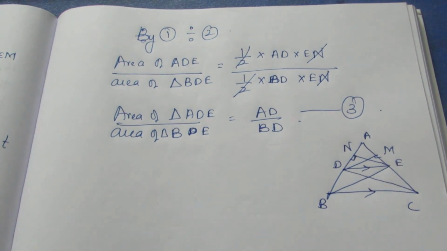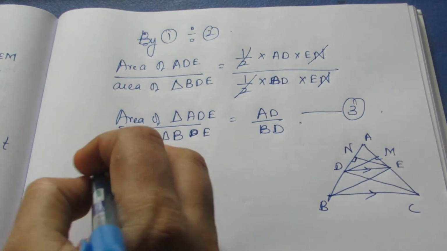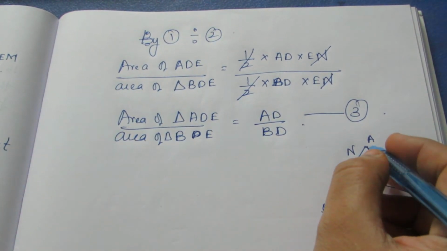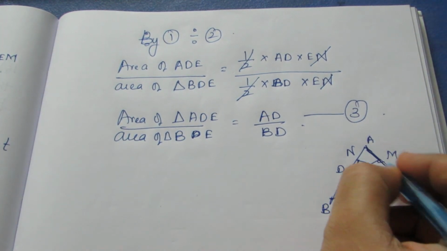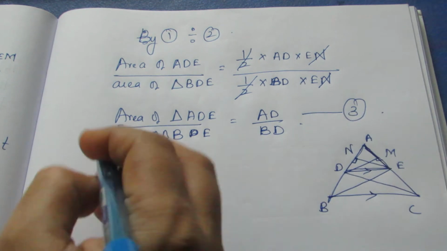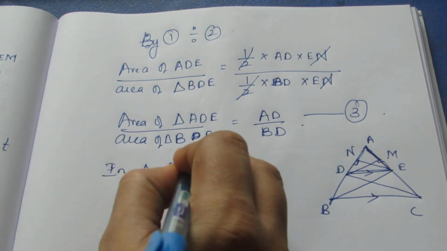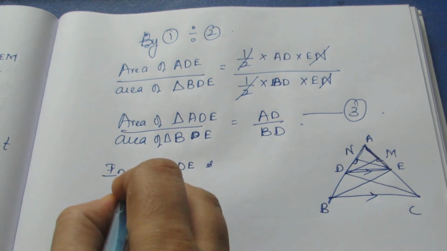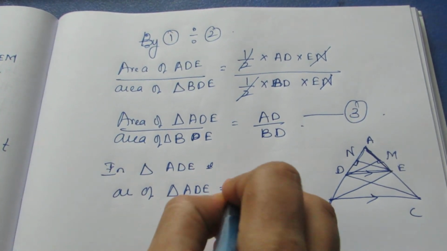This is the diagram I've drawn here to show you. Now let me take this side, as I want AE and EC. I'm taking the area of triangle ADE. In triangle ADE, area of triangle ADE is equal to, same way, half into base into height.